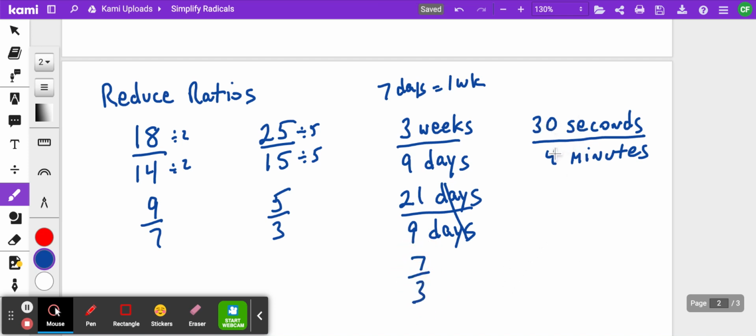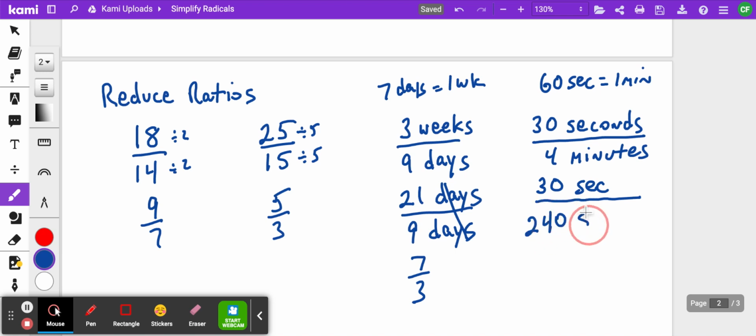So this is 30 seconds, 4 minutes. There's 60 seconds equals 1 minute. You always want to take the bigger unit and make it smaller. 30 seconds. 4 minutes is 240 seconds. Okay, and then we cross this off. See, we kept the top the same, bottom changed. Over here, the top changed, bottom stayed the same. There's no set rule. And then you reduce this fraction. This is going to be 1 over 8.